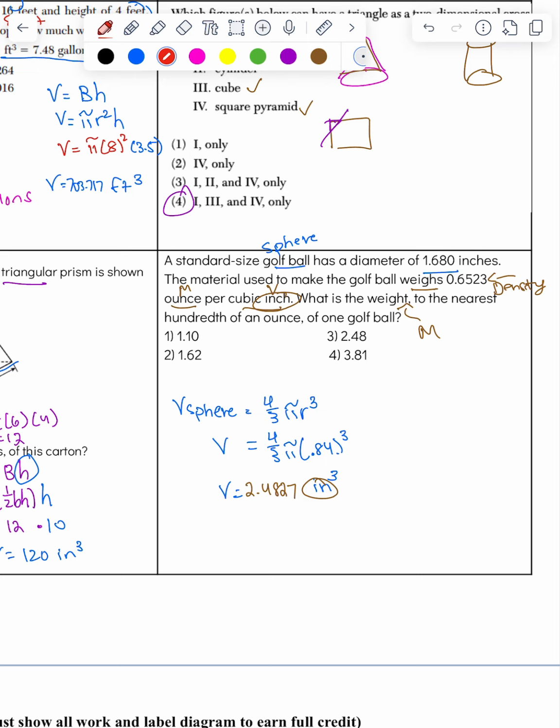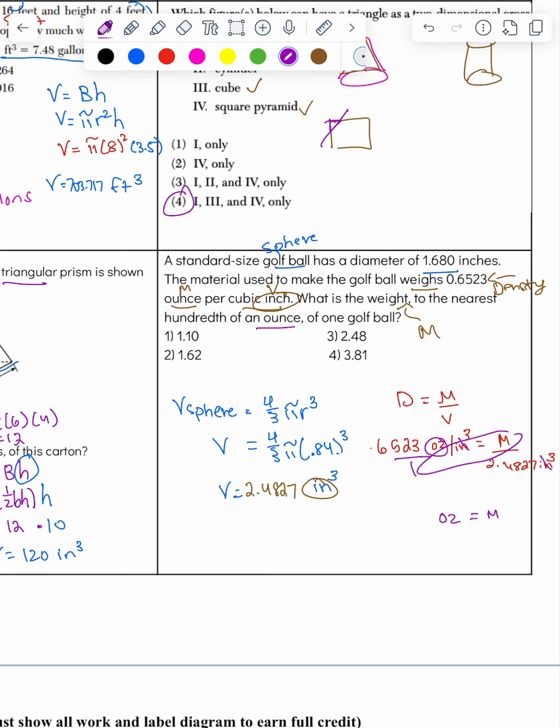So now I'm going to go over to my density formula. Density is mass over volume. The density is given to us as 0.6523 ounces per cubic inch. We are looking for the mass. And the volume is 2.4827 cubic inches. So our volume units are good. They cancel out. And that means that we're going to be left with the mass in ounces, which is what the question's asking for. So good to go.